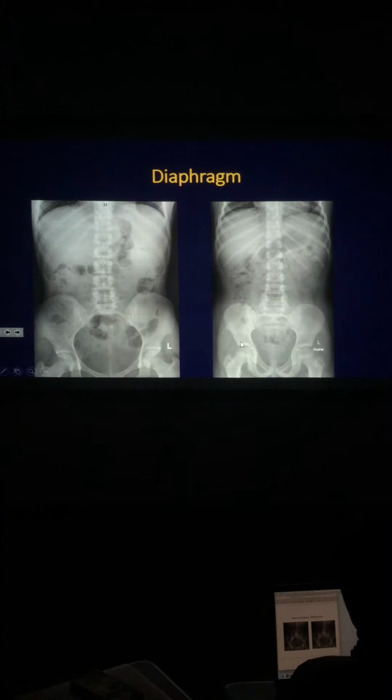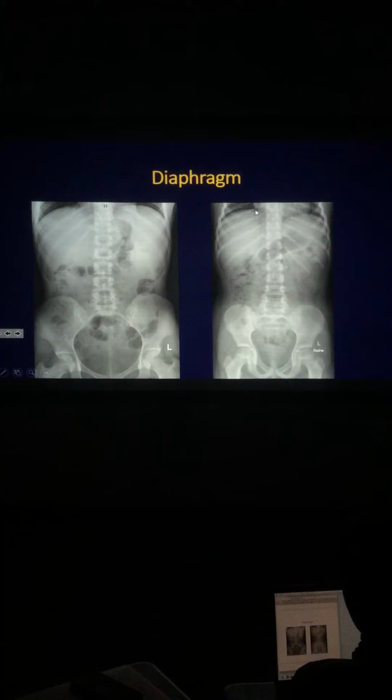Now, apart from bone, one of the important structures you should look for is the diaphragm. These are two diaphragms here. This is a right dome and this is a left dome. Normally, the right dome is higher compared to the left dome, almost by 2 to 2.5 centimeters. And if you find the margins are smooth and nothing is underneath, then it is fine.